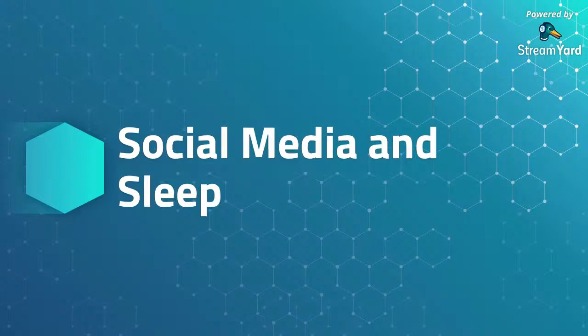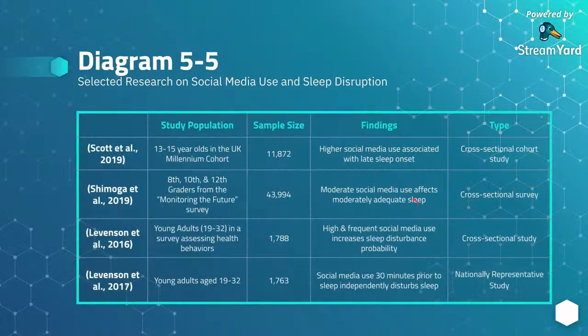Now, what about sleep? Well, sleep gets interesting. This table summarizes the four different studies that we'll be talking about today in relation to sleep. The first paper we'll discuss was published in BMJ Open. It was an analysis of 13 to 15-year-olds in the UK Millennium cohort. So this is a cross-sectional cohort study.